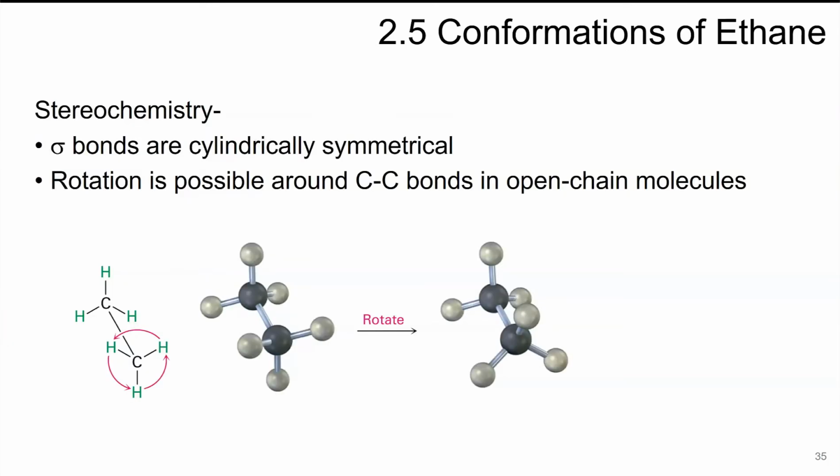We're going to change gears a little bit here. So ethane can take different conformations, which involves discussing the topic of stereochemistry. Stereochemistry refers to the 3D aspects of molecules in space.